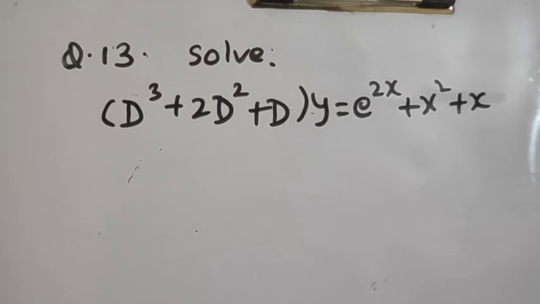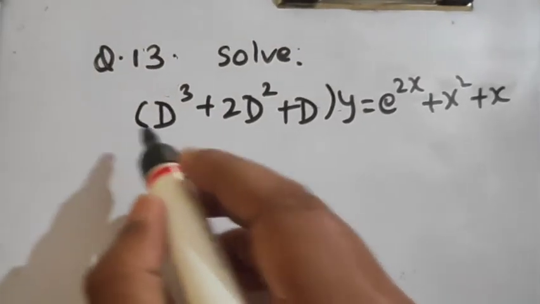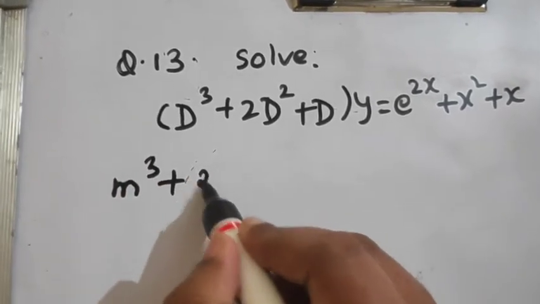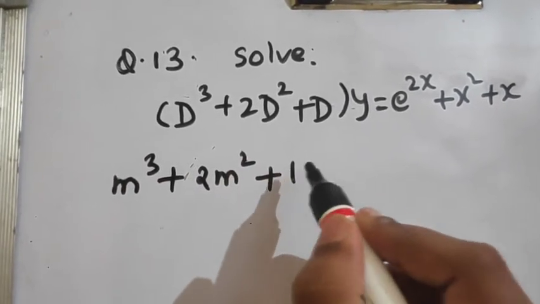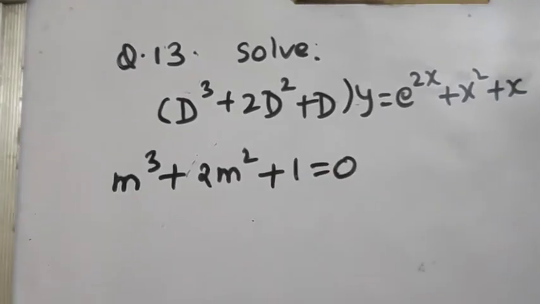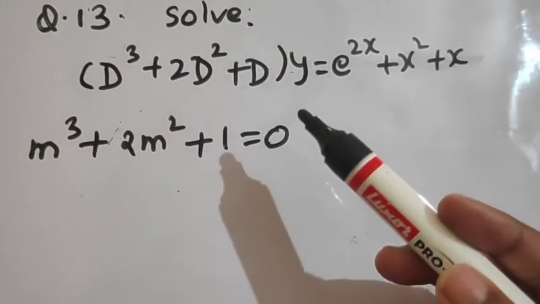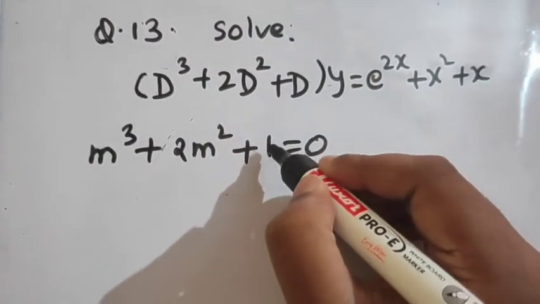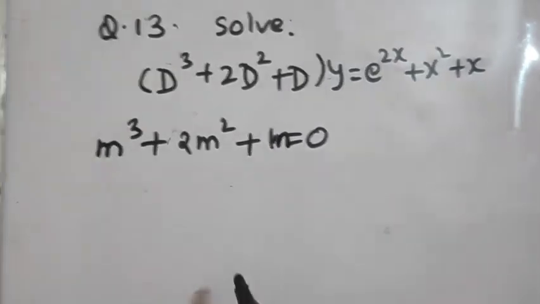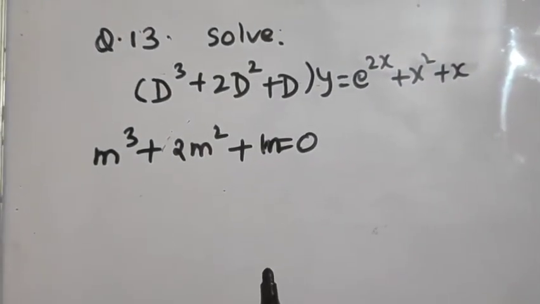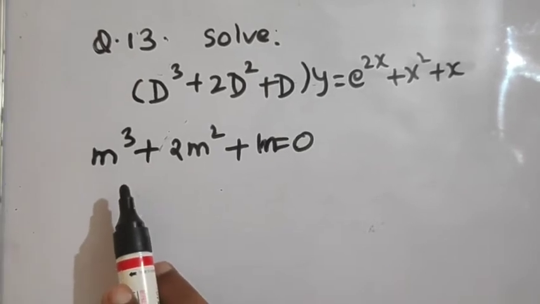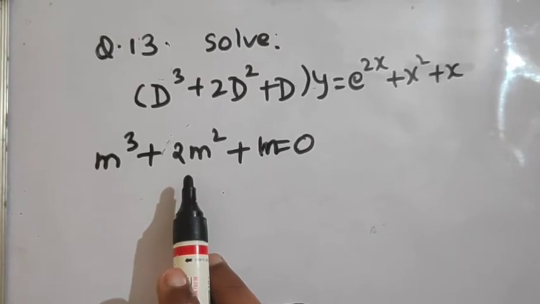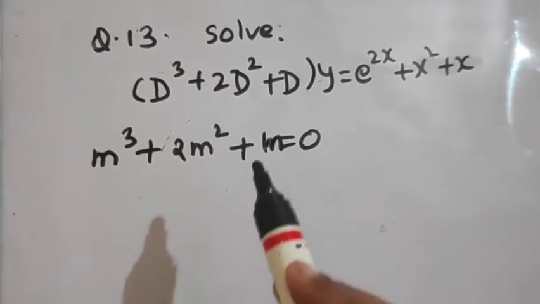So question number 13 right in front of you. First of all, complementary function. For that we'll write this in form of m. So m cube plus 2m square plus m equals to 0. So converting this in terms of m, m cube plus 2m square plus m equals to 0. First root by hit and trial, so 1 will not be there. Minus 1 plus 2, that is 1 minus 1. Yes, minus 1 is one root.